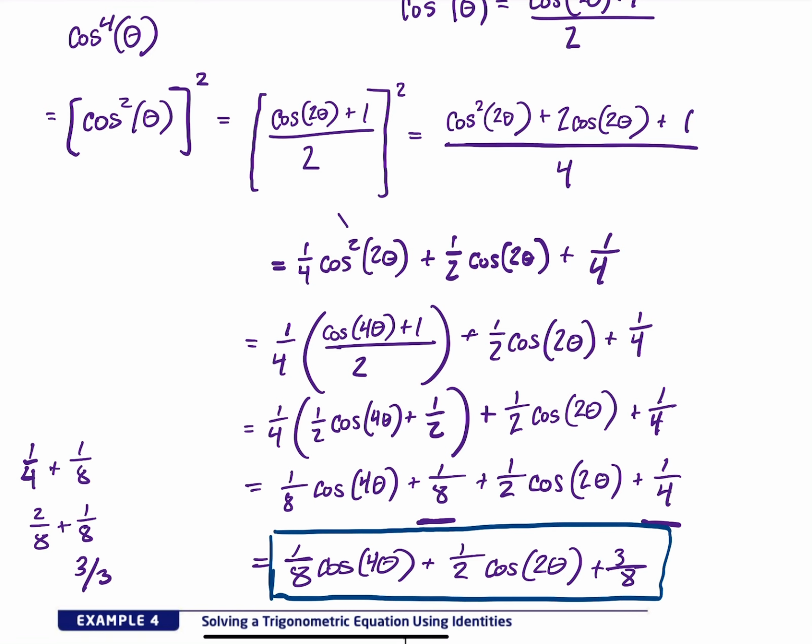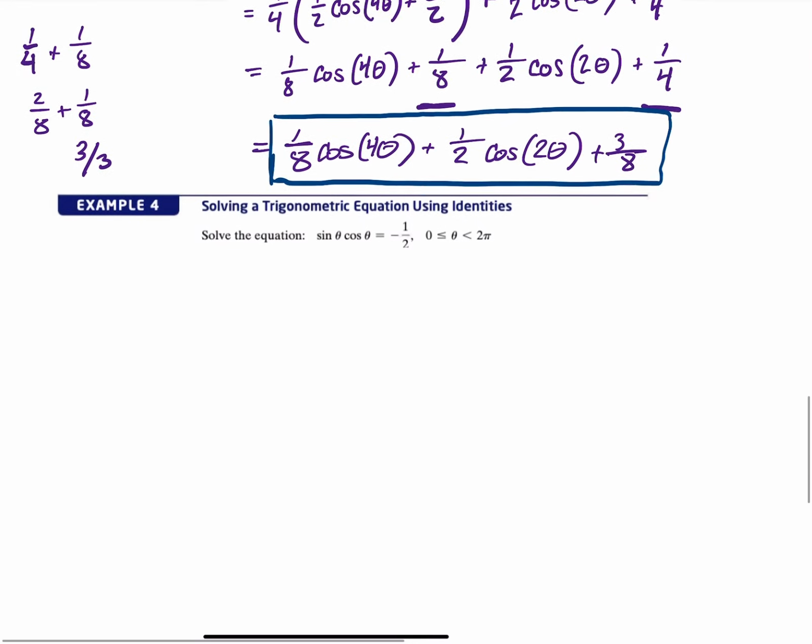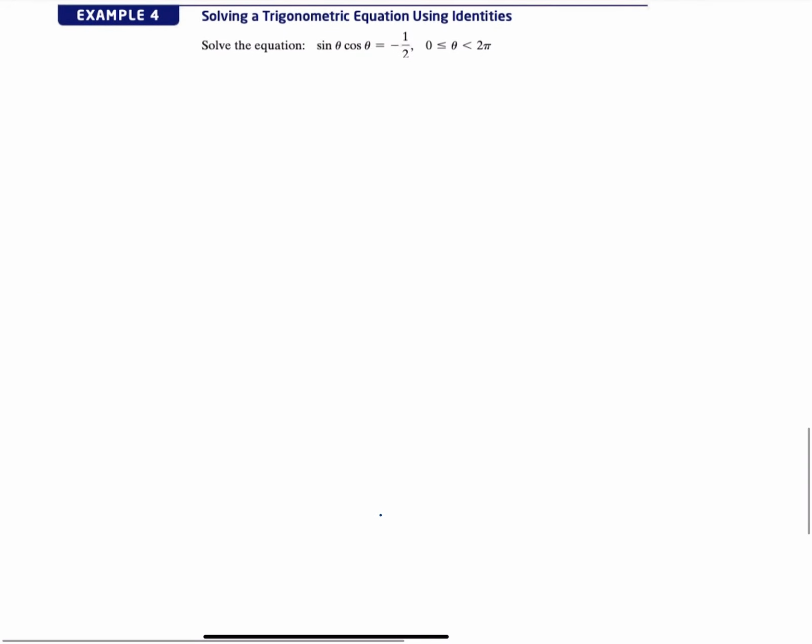All right, let's look at example 4. It says to solve the equation sine of theta times cosine of theta equals -1/2. And they tell us that theta is in between 0 and 2 pi. So what can we do?